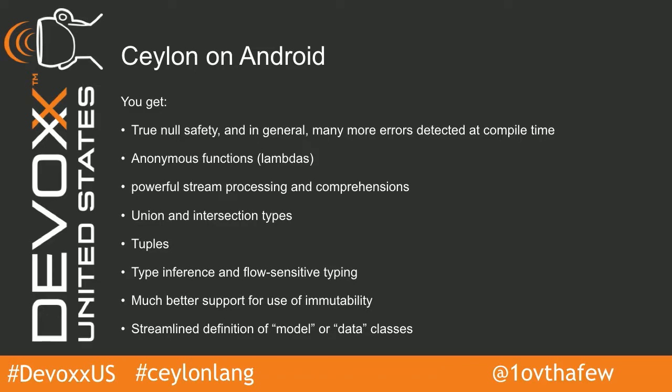Ceylon offers very powerful facilities for processing streams. We have a notion of a stream that was designed separately, and before the Java Streams API. So it's a little bit different to the Java Streams API. I don't want to say it's better or worse. It can do some things that the Java Streams API can't do, and there are a couple of things that it can't do that the Java Streams API does do. But overall, I think it's more convenient to use than the Java Streams API.